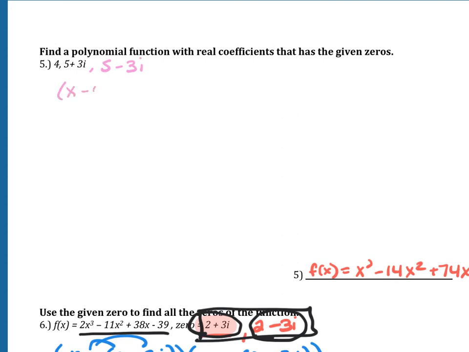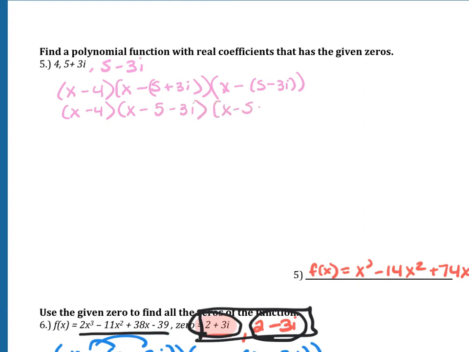So x minus 4, x minus 5 plus 3i, and if you want, put it in parentheses at the beginning because we're going to distribute. x minus 5 minus 3i. So x minus 4, x minus 5 minus 3i, x minus 5 plus 3i. Eventually, I'm going to have to multiply these all out, but I'm going to start with the i's because if I do it correctly, the i's should cancel.